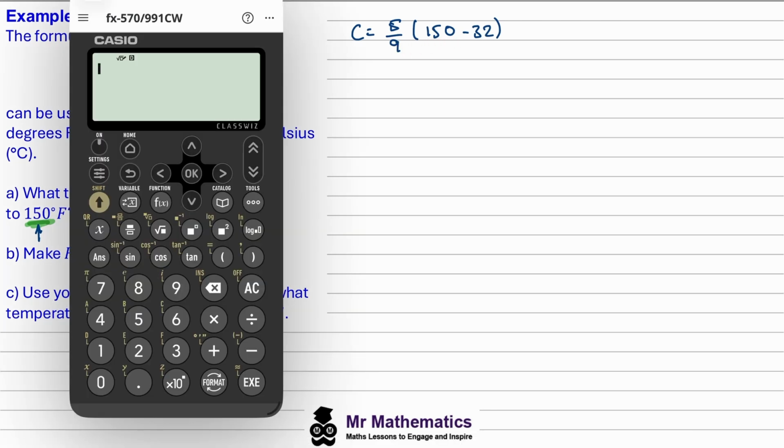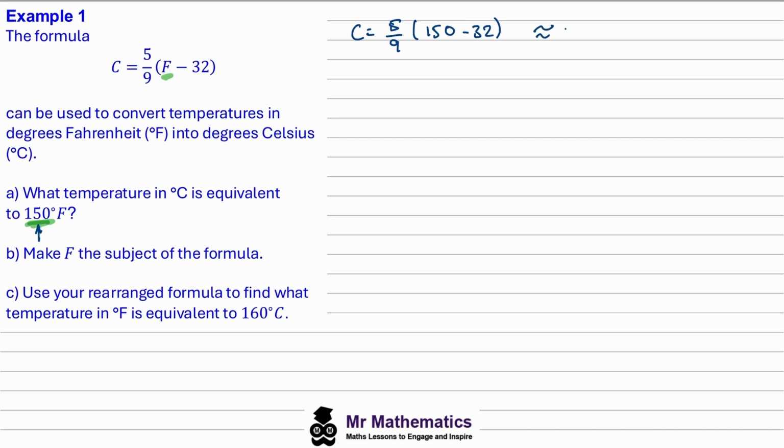So we'll begin by entering that 5/9 as a fraction. So we've got 5/9, and then we can multiply that. We'll put it in brackets, 150 minus 32. And we can execute that, and we get 590/9. We can convert that to a decimal. We press format. We want decimal, and we get 65.5 recurring. So I'll round that to 1 decimal place, and we get approximately 65.6 degrees Celsius to 1 decimal place.